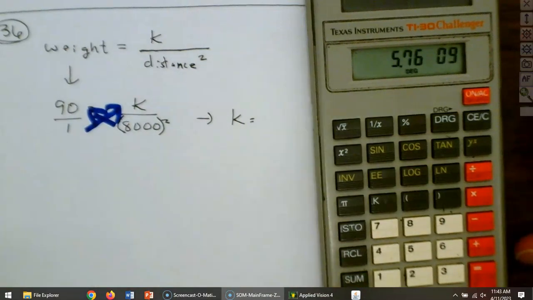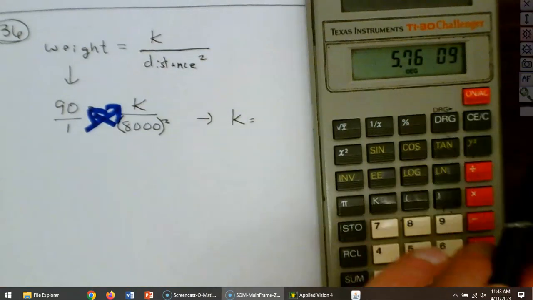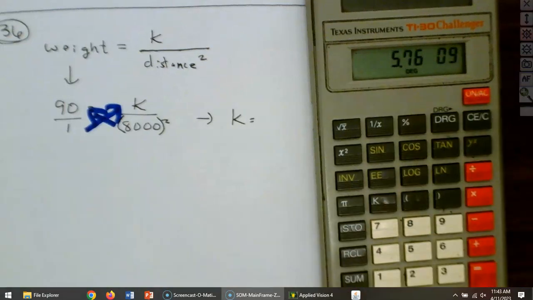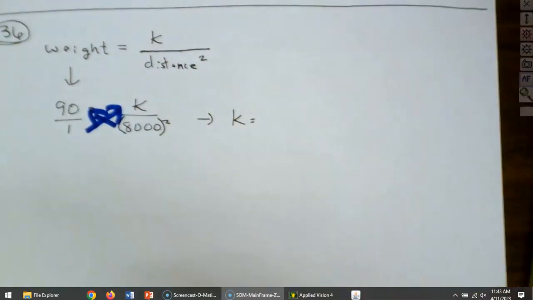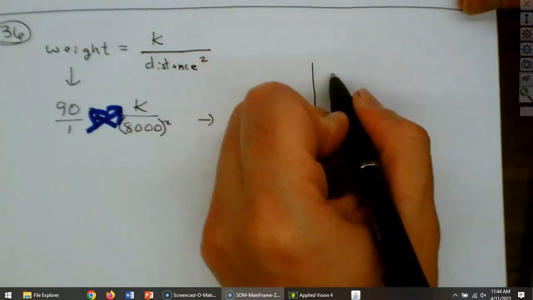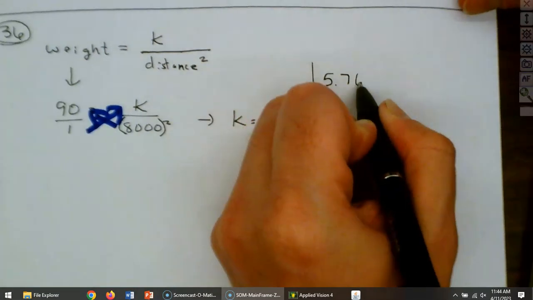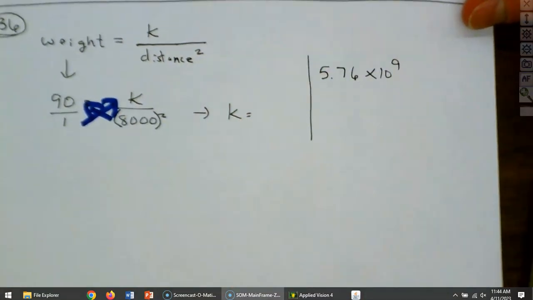And you can either leave it in scientific notation or you can write it in standard notation. By the way, this is in scientific notation, and you can leave it like that if you know how to work with it, or you can convert it to standard notation. How would I convert this to standard notation? Just so we remember, if I have 5.76 times 10 to the 9th, what would that look like in standard notation?